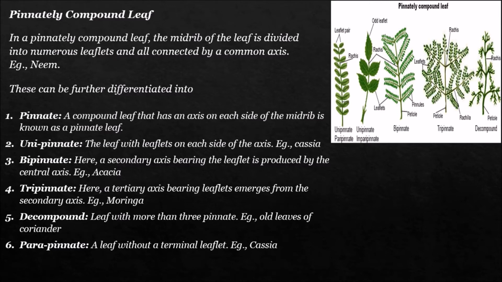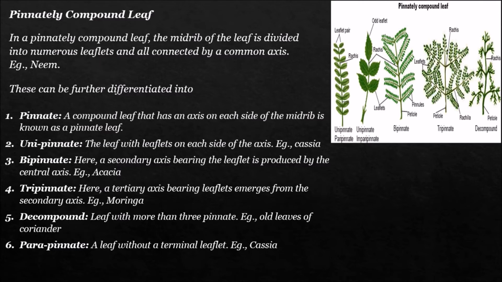A compound leaf that has an axis on each side of the midrib is known as pinnate leaf. And coming to unipinnate, the leaf with leaflets on each side of the axis. Example, cassia. And coming to bipinnate, here a secondary axis bearing the leaflet is produced by the central axis. In unipinnate, there is only one axis. Here it is developed by a secondary axis. In tripinnate, a tertiary axis is present.